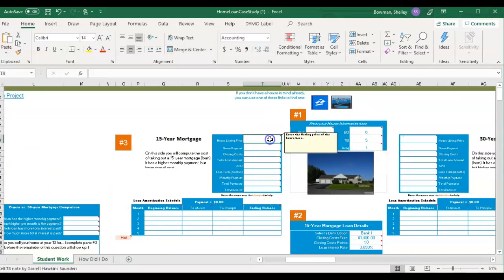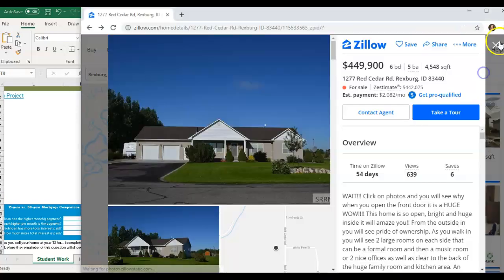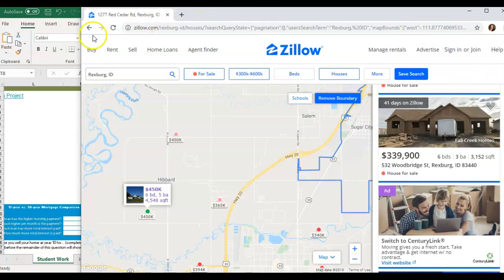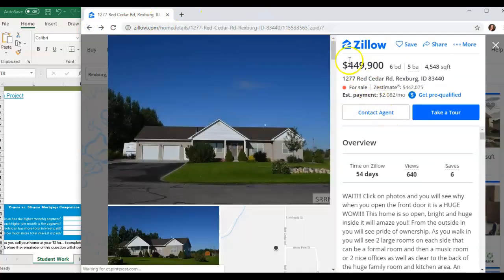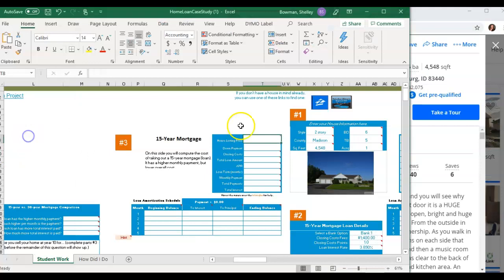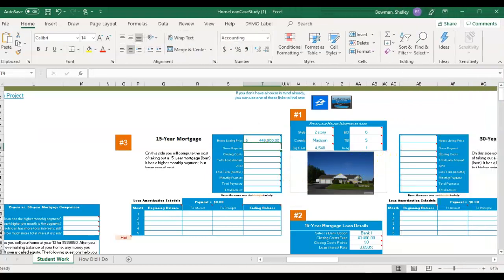So the first thing I'm going to do is go with the house listing price. And oh, I do need to have that back over here again. Oops. There we go. 449.9, and we're going to type that in. Okay, so then now I think I have everything over there.